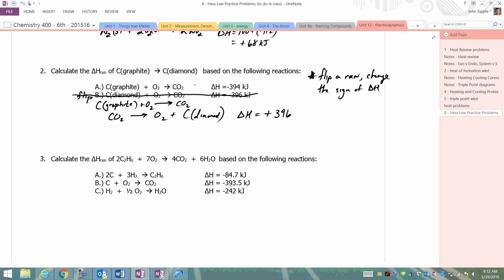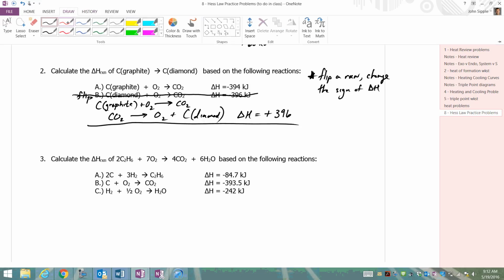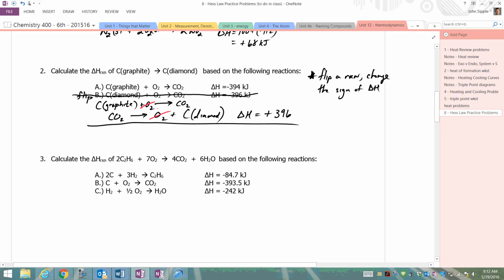Then if we add these guys together, the O2s cancel out because they're on opposite sides. The CO2s cancel, and you're left with graphite going to diamond. And our delta H is equal to a positive 2 kilojoules.